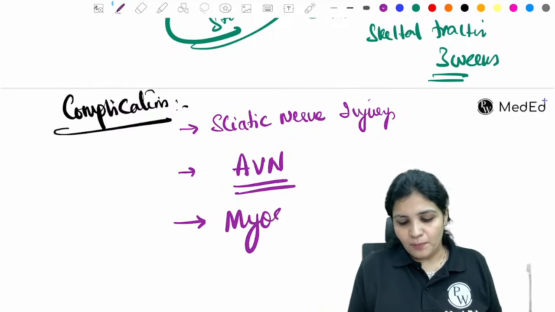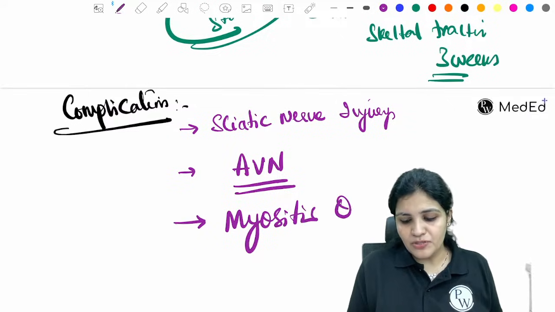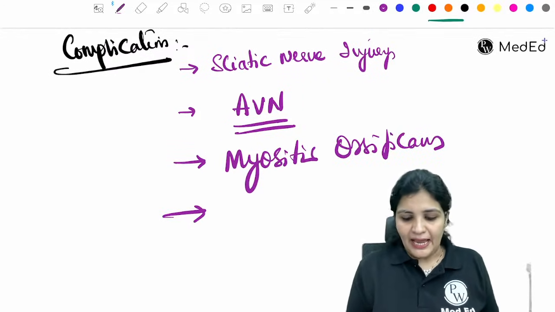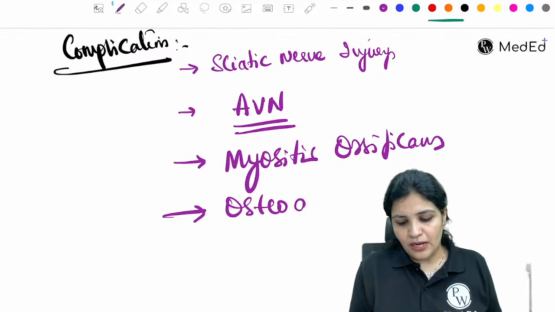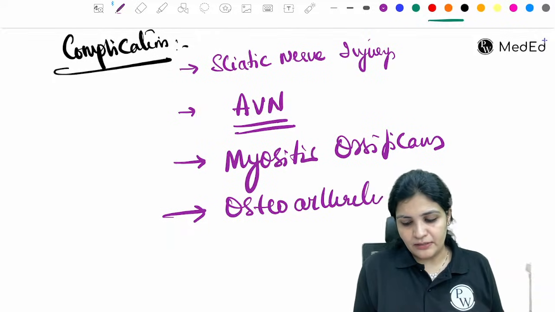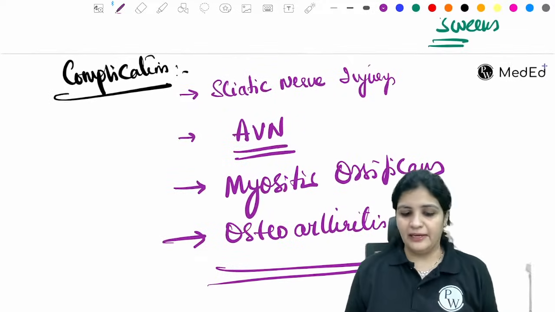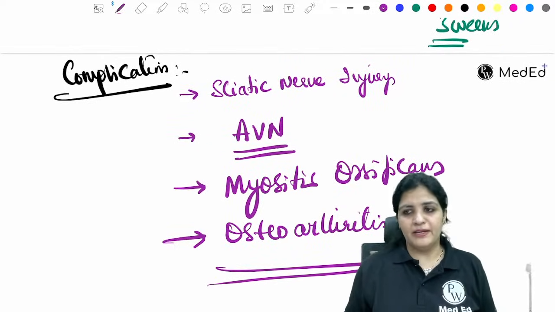The late complication, it might land up in myositis ossificans. And what is myositis ossificans? We'll discuss it later. And finally, osteoarthritis, the secondary osteoarthritis. So these are the complications which we might encounter in case of your posterior hip dislocation.